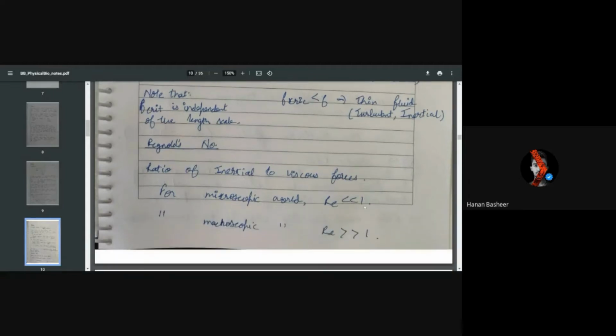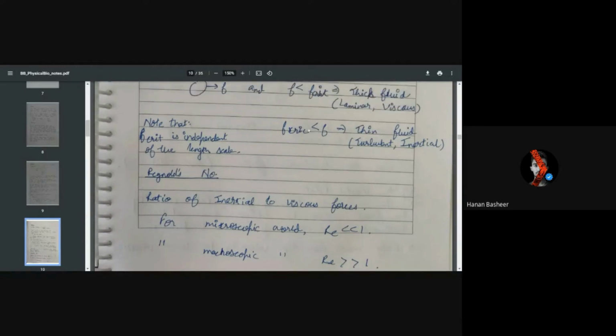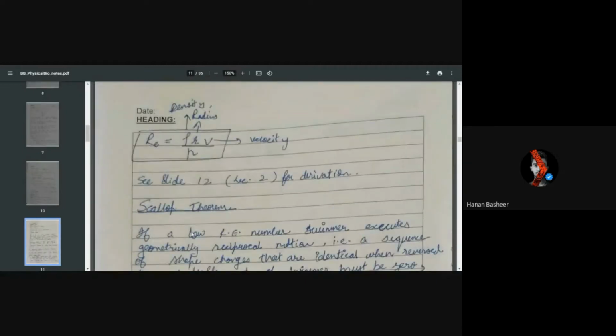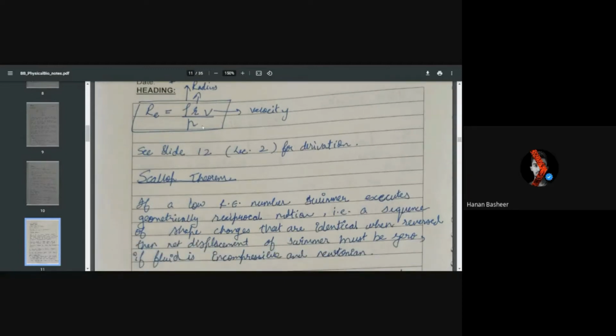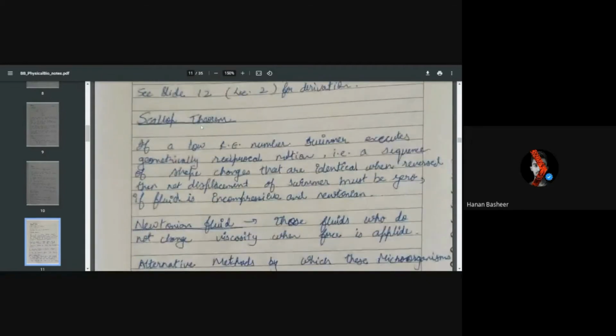Then Reynolds number, the ratio of inertial to viscous force. For the microscopic world, Reynolds number is very much less than 1, and for macroscopic it is very much greater than 1. So what is the need of defining this Reynolds number in the first place? The reason is that F critical is independent of the length scale, hence we need some factor which will help us to differentiate the forces acting at different scale levels, in the macroscopic as well as the microscopic levels. So the Reynolds number is defined as rho RV by eta. This is the number which can help us to determine whether the liquid is in laminar flow or is facing turbulent motion. Then Scallop's theorem.